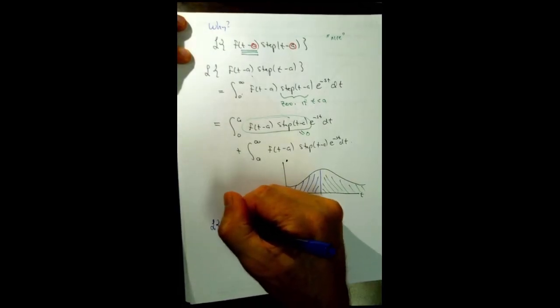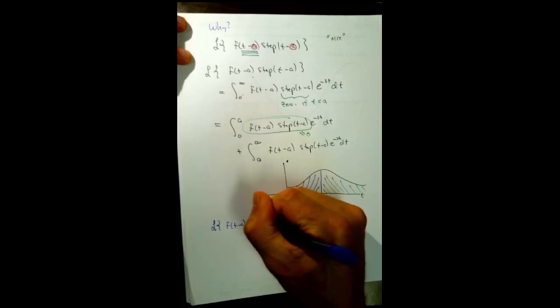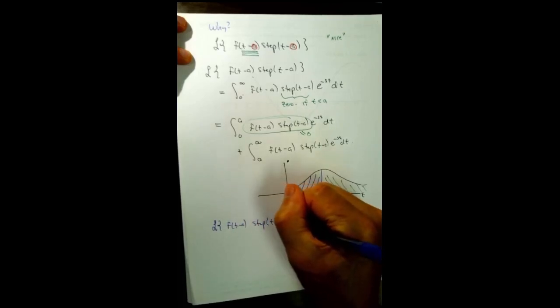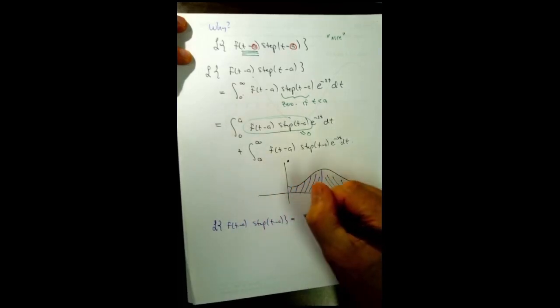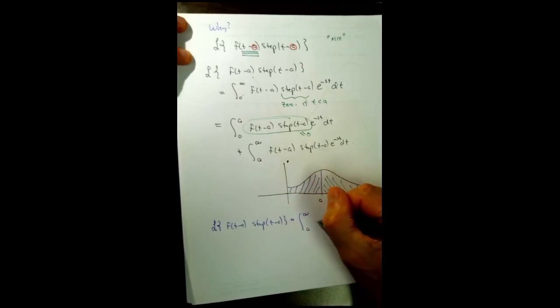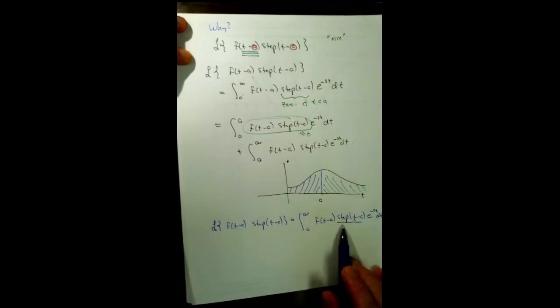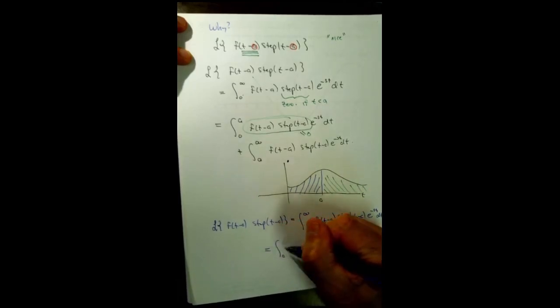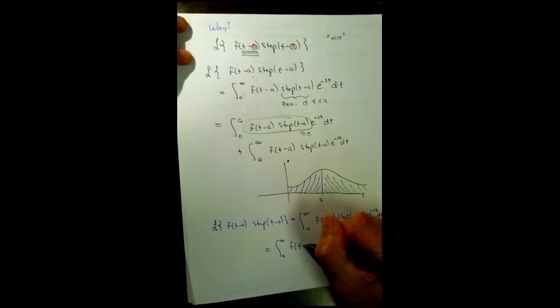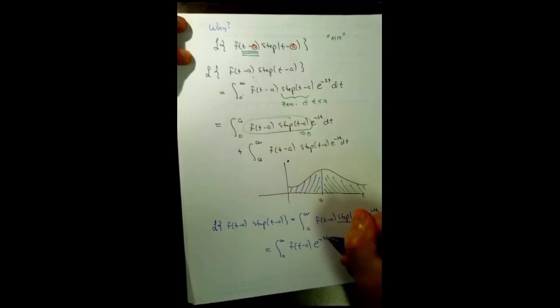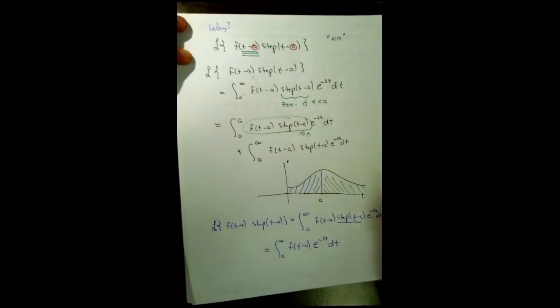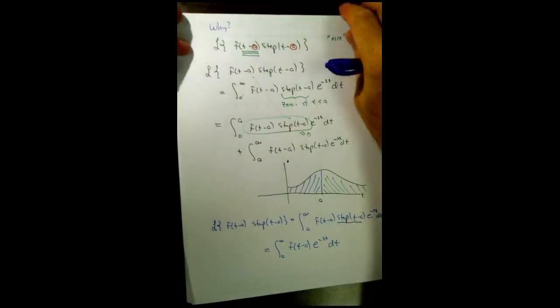So that means the Laplace transform of f of t minus a times the step function at t minus a is equal to the integral from a to infinity of f of t minus a times the step function at t minus a e to the minus st dt. And I know that that's equal to 1 if t is bigger than a. So I can just replace that with 1, and I get this following thing.